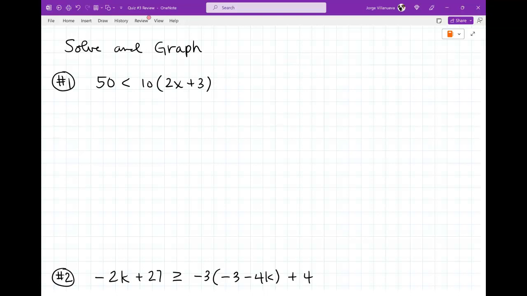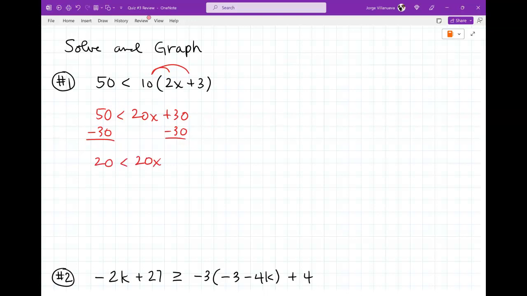So for the first one, we have 50 less than 10 times the quantity of 2x plus 3. So we are going to want to distribute first, okay? So let's do the distribution on this really quickly. So this is 50 less than 20x plus 30. And then you got to isolate your x value, so we are going to want to move the 20 and the 30 out of there, but we'll start off with the 30, so let's subtract it on both sides. So that's going to give me a 20 less than 20x.